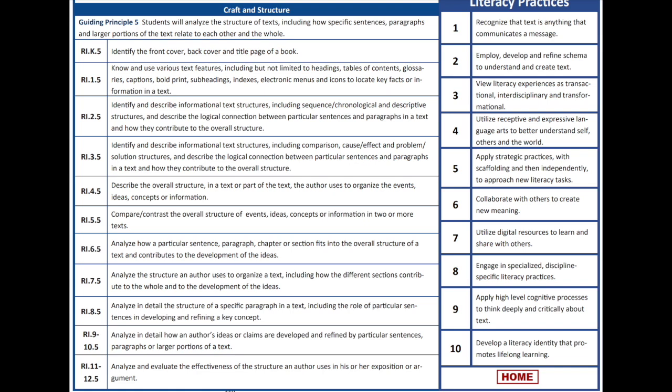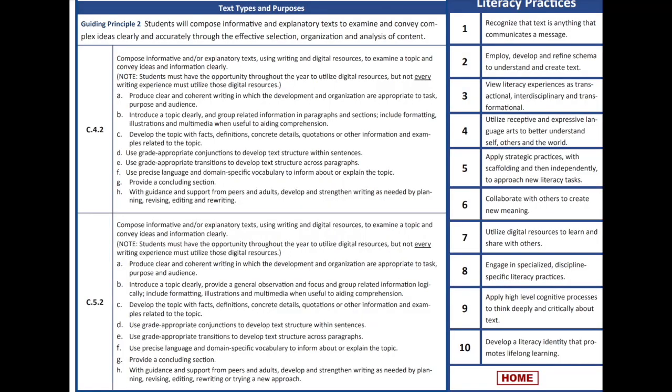But it's not just identifying the text structure. No, we need to look at those verbs in the standards to see what students need to be doing with them. You might say, why are you looking at a language standard and a writing standard whenever you are planning for text structures? Well, if you look at the composition standard 2, you'll notice that students need to begin to be able to choose a text structure to organize their writing.